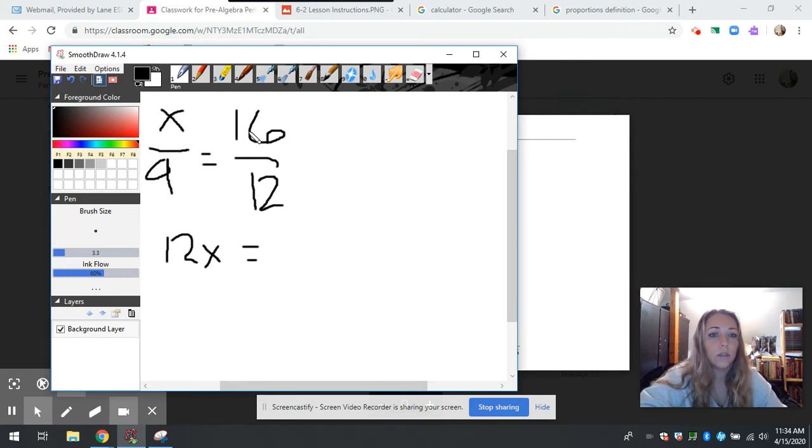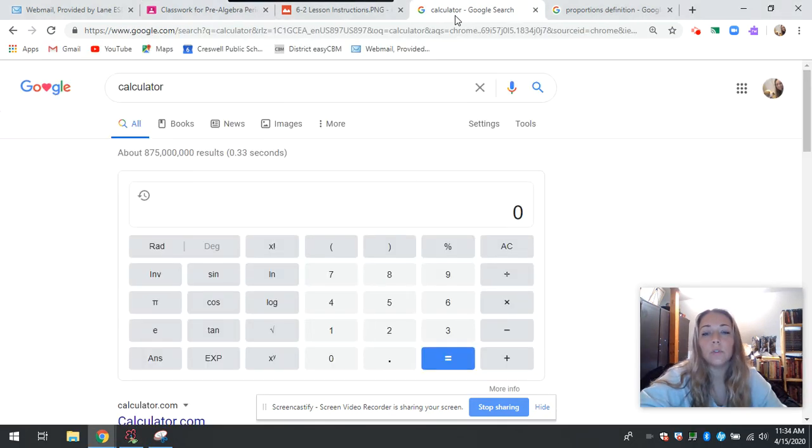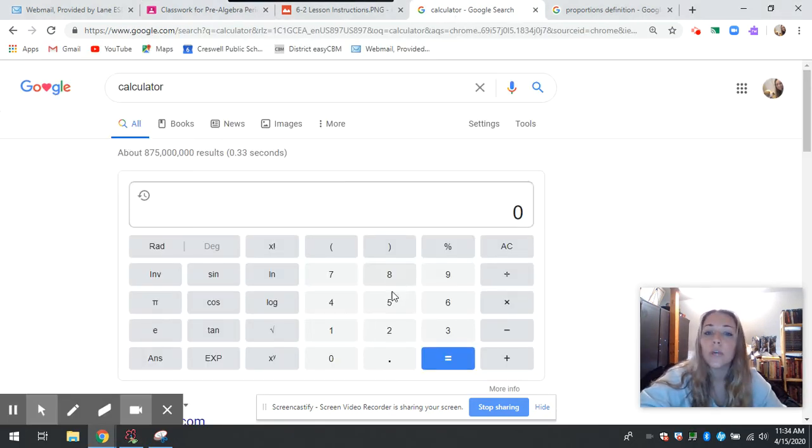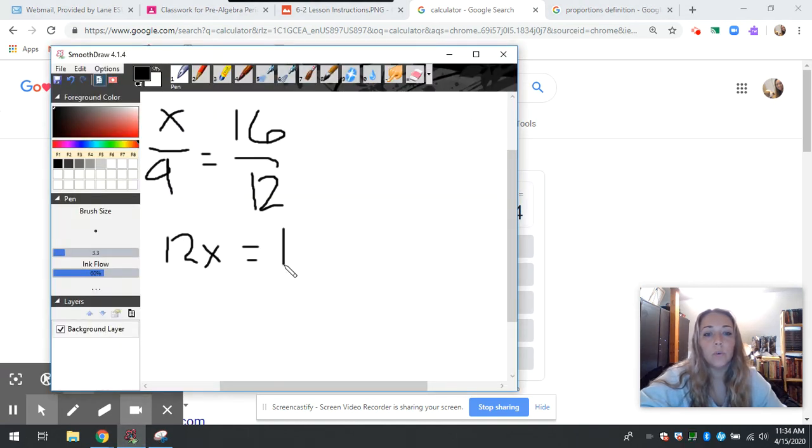I can chunk 16 into 10 and 6 and do 9 times 10 is 90 plus 9 times 6, which is 54, and get 144. Or if I don't want to do that, I can go to a calculator. I just Google calculator and I go 9 times 16 equals 144. Okay, so now we have 12 times x equals 144.